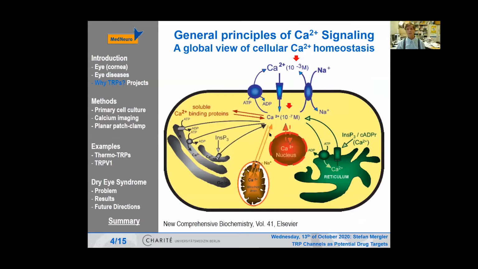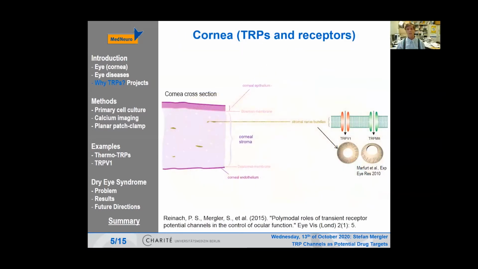As you know, calcium is one of the major second messengers in the cell. There's nearly nothing which is not dependent on calcium. I want to highlight this in this simple figure, demonstrating that characteristics of cells are dependent on calcium signaling. Calcium regulation is predominantly regulated by calcium channels, of course including the TRP channels. And here again is the cornea, what is also state of the art.